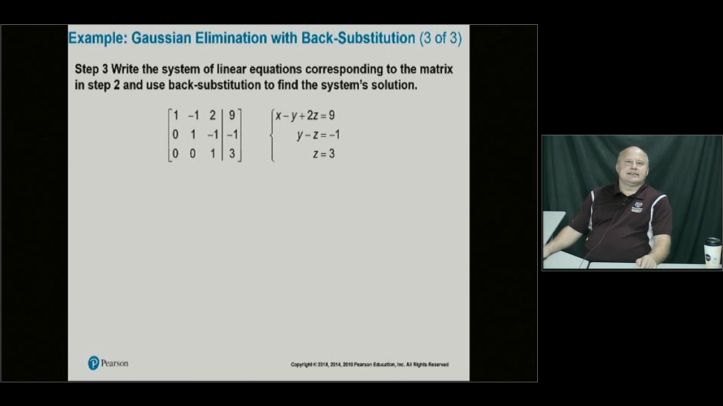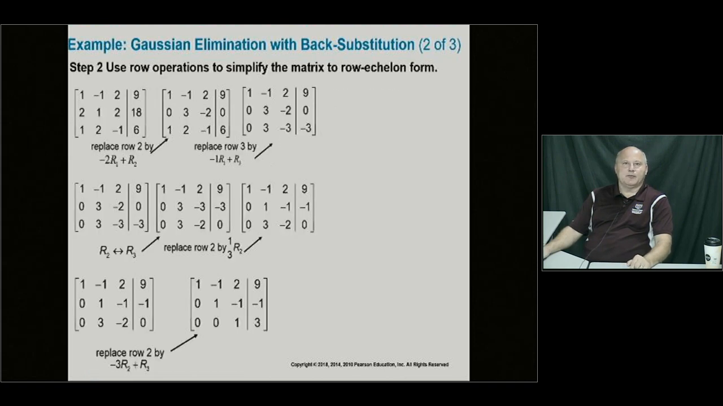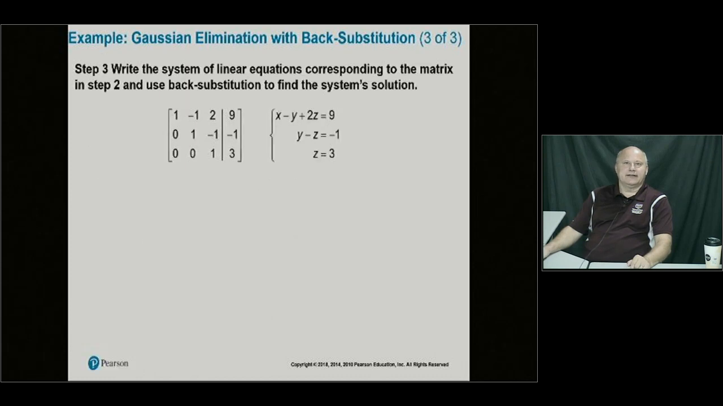So write the system of linear equations corresponding to the matrix. Once you get in row echelon form, here we're going to go backwards, okay? So the first equation becomes x minus y plus 2z equals 9. Then we got y minus z equals negative 1, and then z equals 3. So the augmented matrix on the left was the augmented matrix that I ended up with right there. It's the same augmented matrix on this slide, and then I changed the augmented matrix back into a system that we were used to.